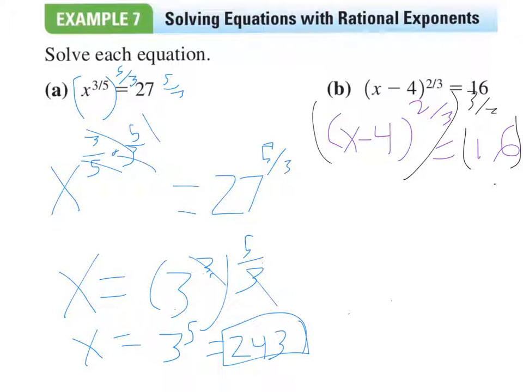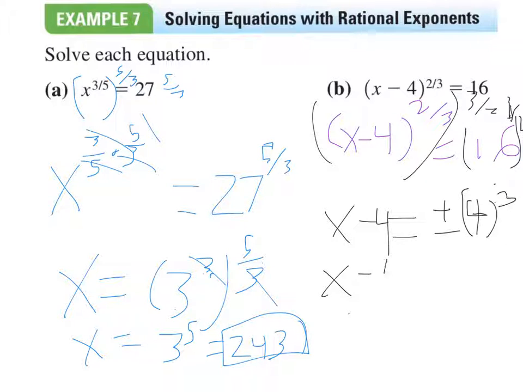So if we take the 3/2 power of both sides, that involves taking the square root of the right-hand side, which means you'd have positive or negative. Now, square root of 16 is 4, raised to the third equals x minus 4.